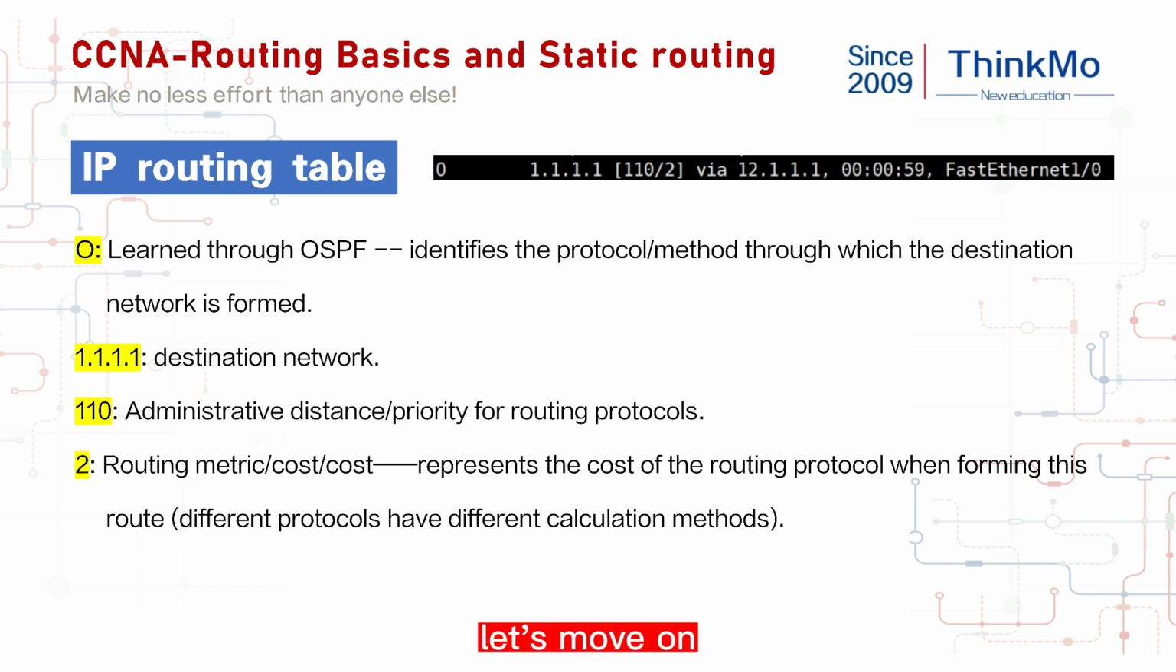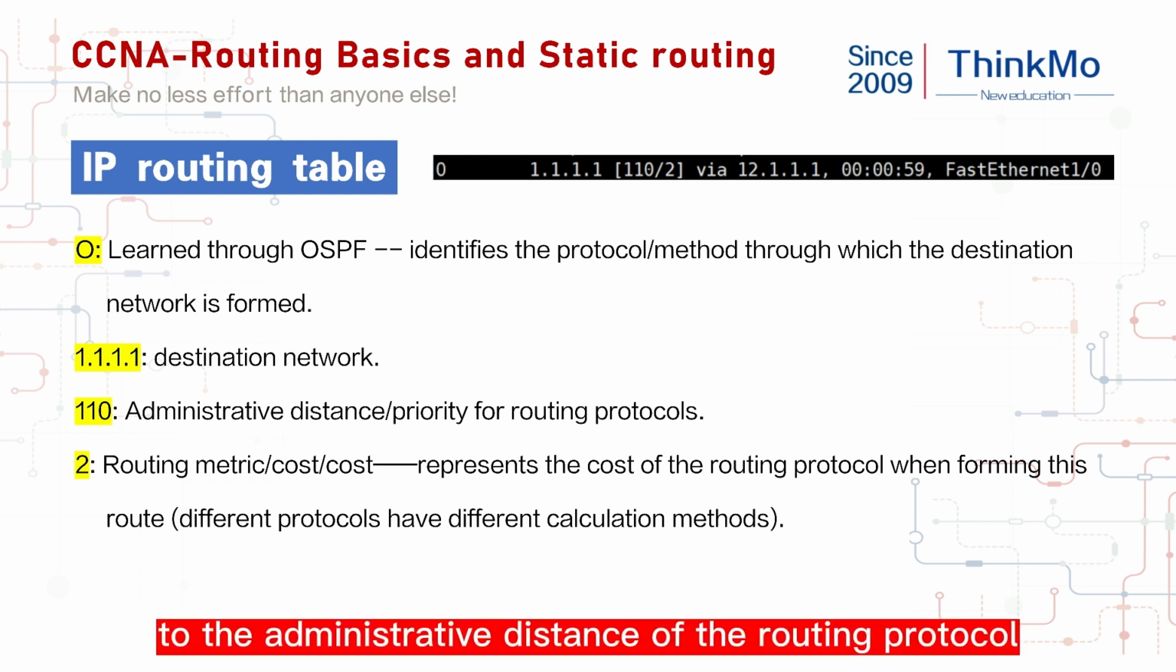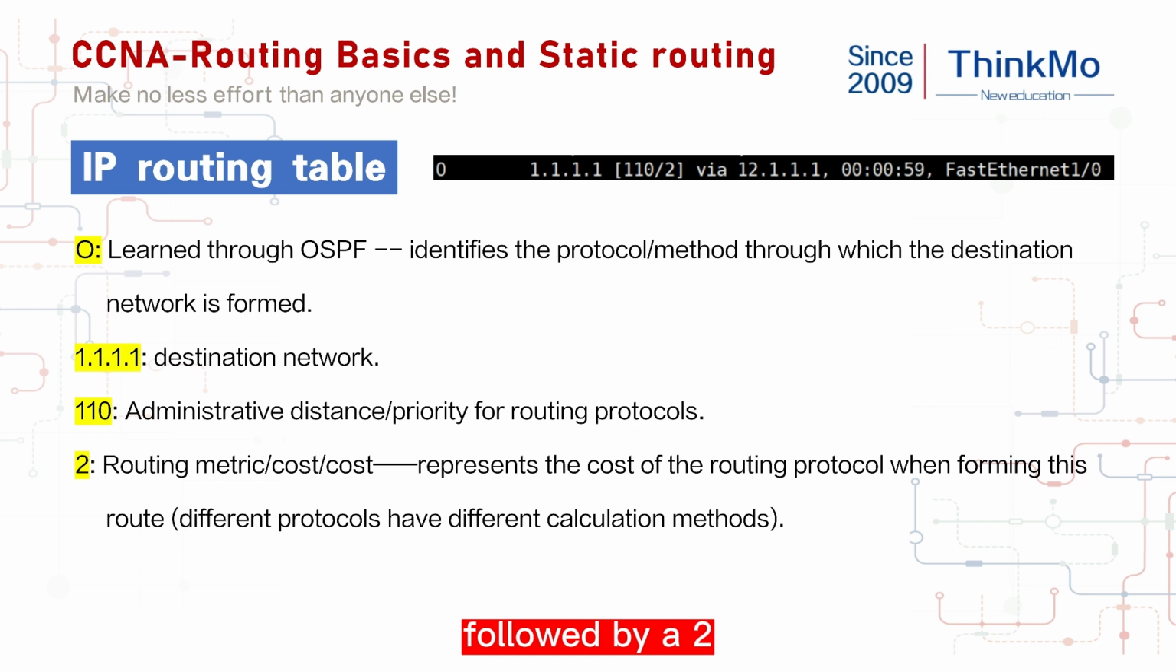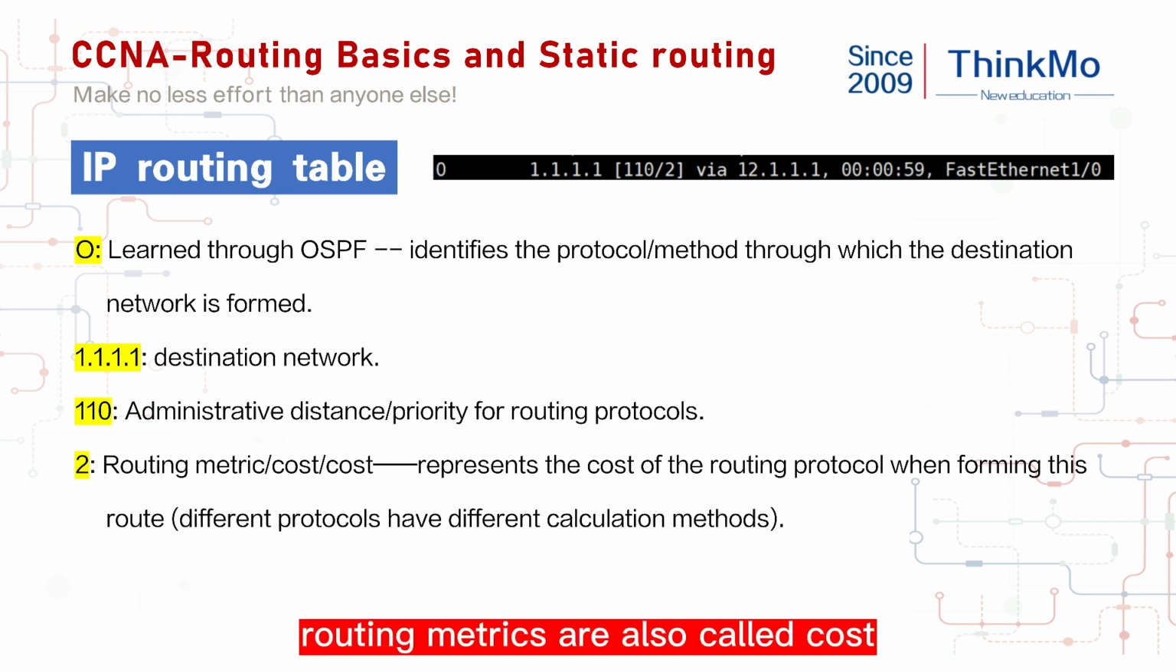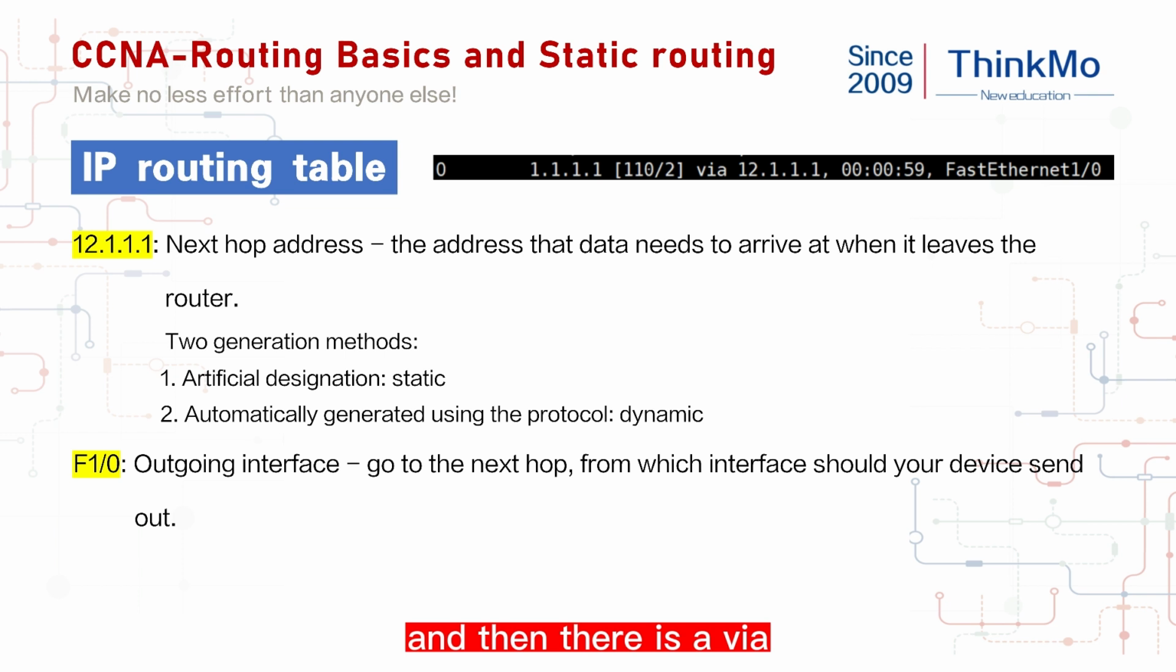Okay. Let's move on. Here is a 110 to... 110 refers to the administrative distance of the routing protocol, followed by a 2. It's called the routing metric. Routing metrics are also called cost. It has many names. And then there is a via.